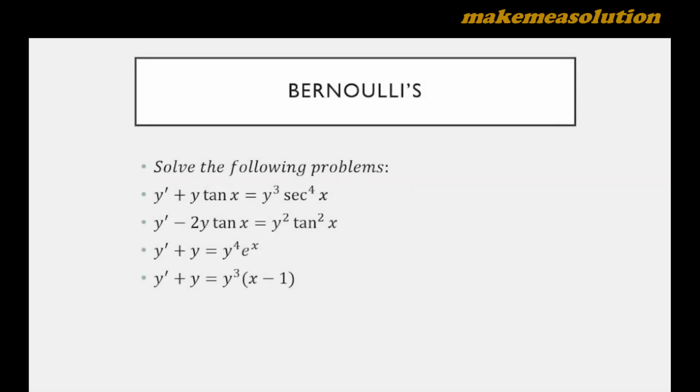Hello and welcome guys to today's video, and we are going to be solving the following problems under Bernoulli's differential equations. We have y prime plus y tan x is equal to y cube sec to the power of 4x. Then y prime minus 2y tan x is equal to y squared tan square x, and y prime plus y is equal to y to the 4 exponential x. And finally, y prime plus y is equal to y cube into x minus 1. So let's dive into the solutions right away.